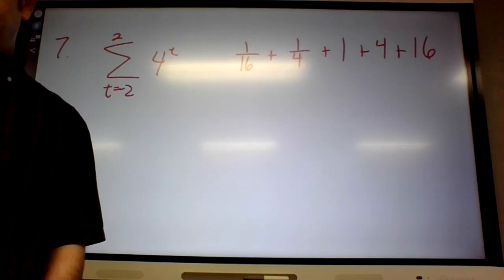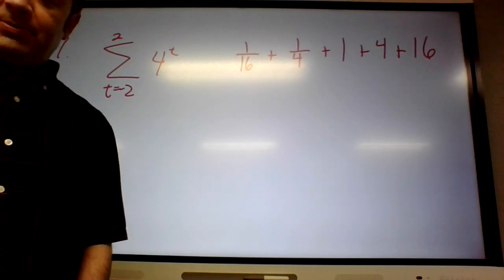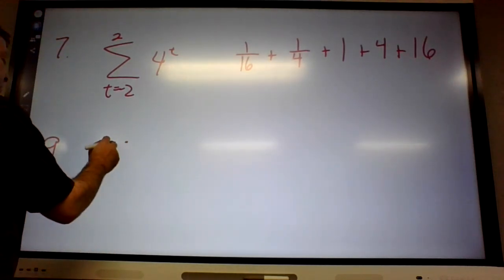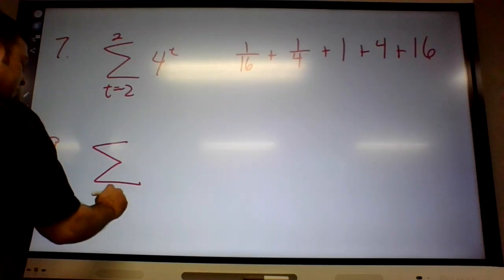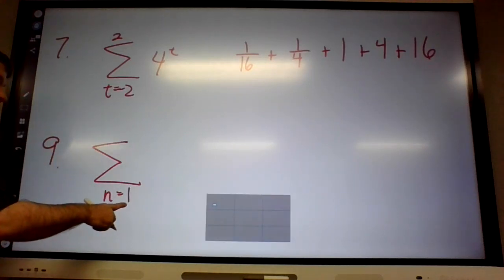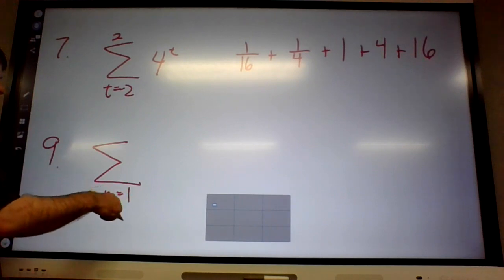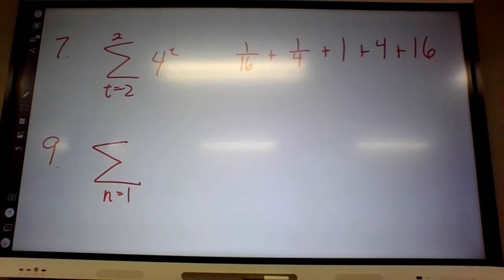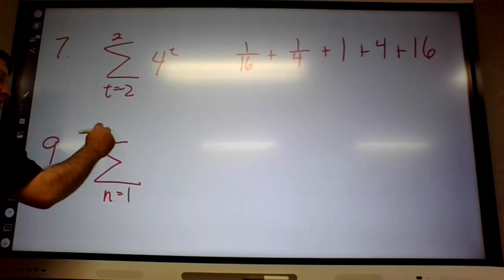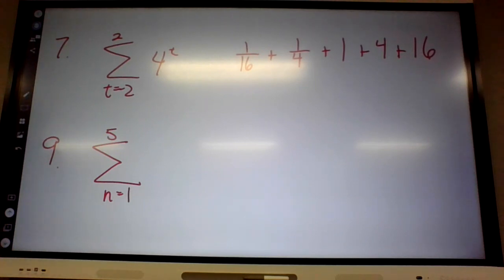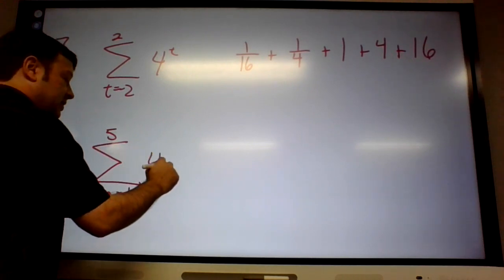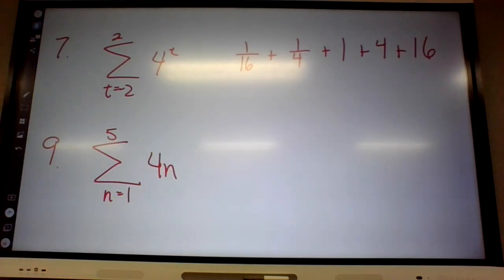Number 9, write it in sigma notation. So I'm going to use n equals 1. It depends on how you write it, but usually it's less complicated if you just start with 1. And how many terms do we have on number 9? 1, 2, 3, 4, 5. So I'm going to go from n is 1 to 5. Now how do we get 4, 8, 12, 16? How do we get those numbers to pop out? 4 n. Okay, they're multiples of 4.